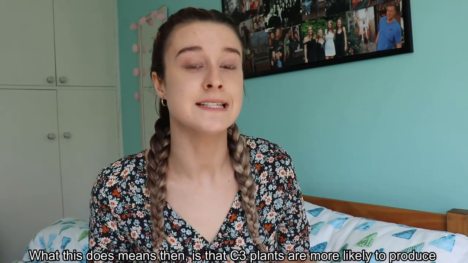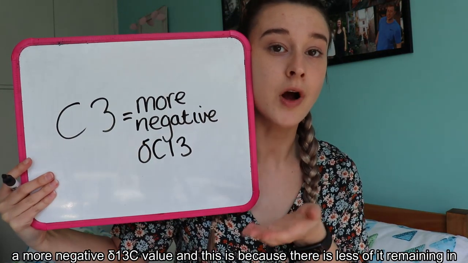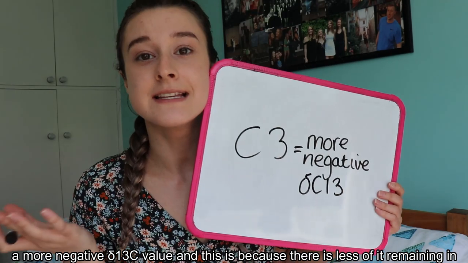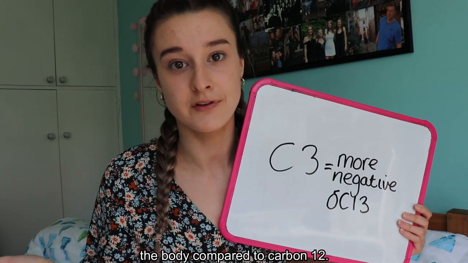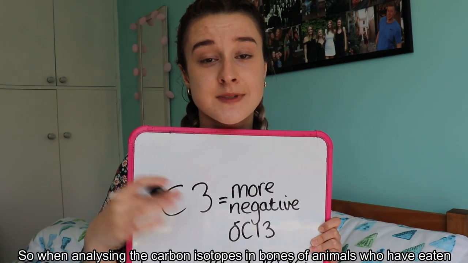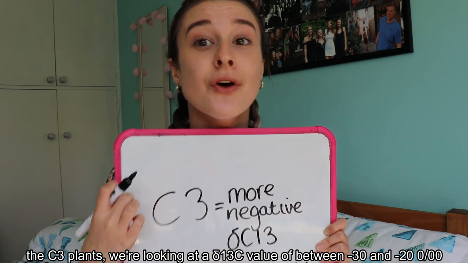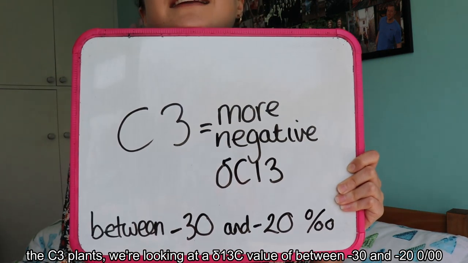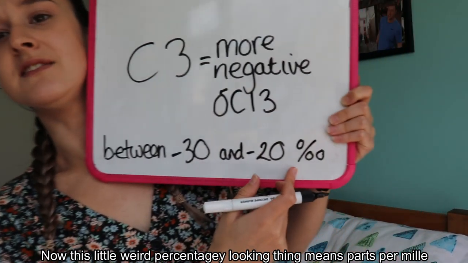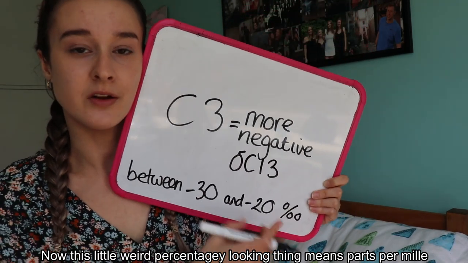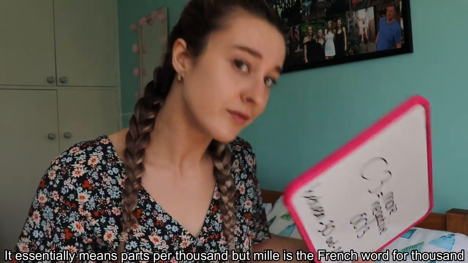What this does mean then is that C3 plants are more likely to produce a more negative carbon-13 to 12 ratio. And this is because there is less of it remaining in the body than the carbon-12. So when analysing the carbon isotopes in bones of animals who have eaten the C3 plants, we're looking at a ratio value of between minus 30 and minus 20 parts per mil. Now this little weird percentage-y looking thing means parts per mil, it essentially means parts per thousand, but mil is the French word for thousand.